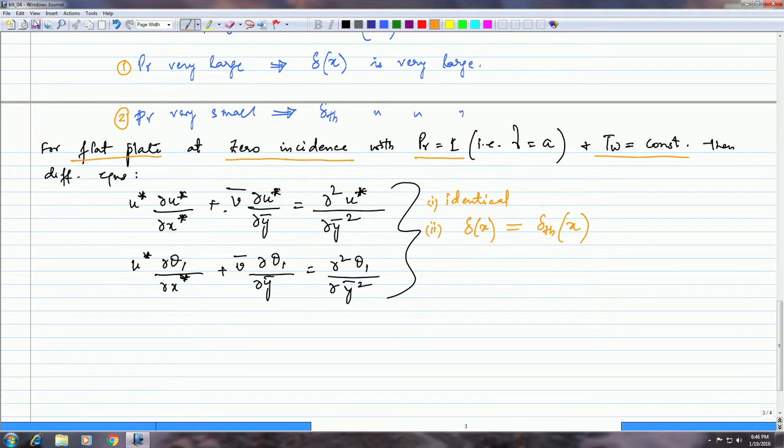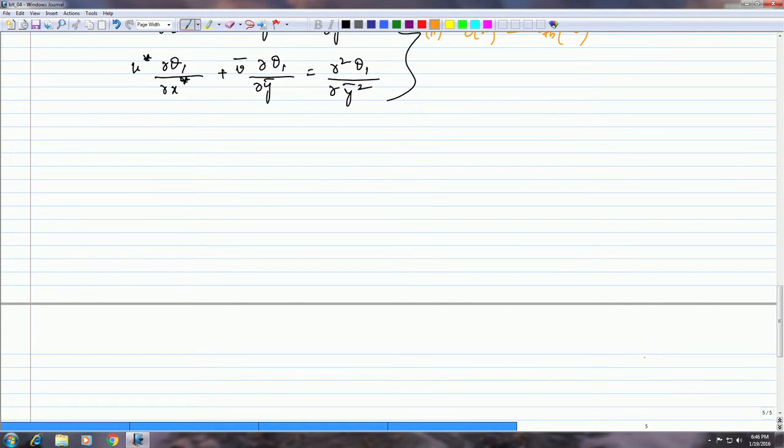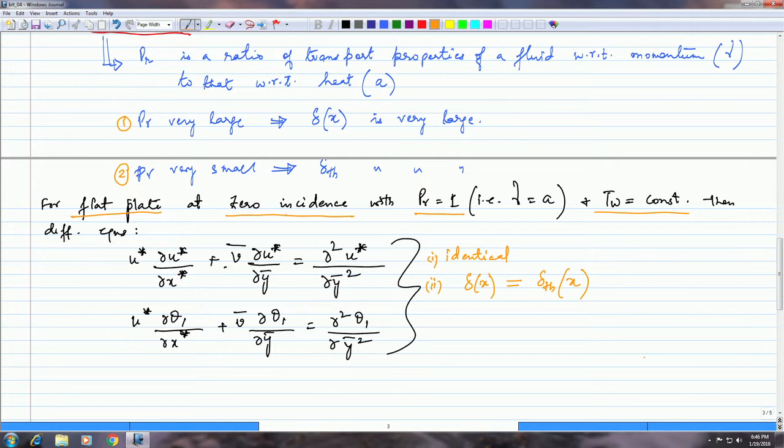And here, of course, the standard case where the wall temperature is constant is going to be considered. Okay, that's what I'm going to look at. So when I say that the Prandtl number is very small, what did I say here? The Prandtl number is very small, which means that delta thermal is very large, and which also means that delta x is very small.